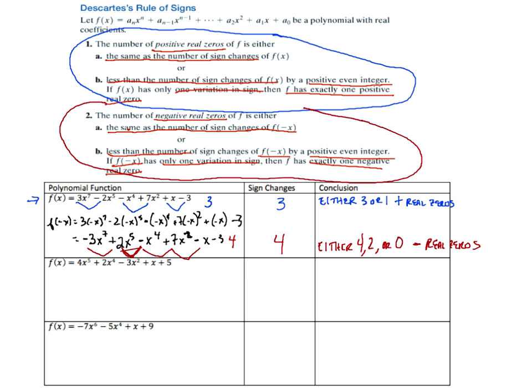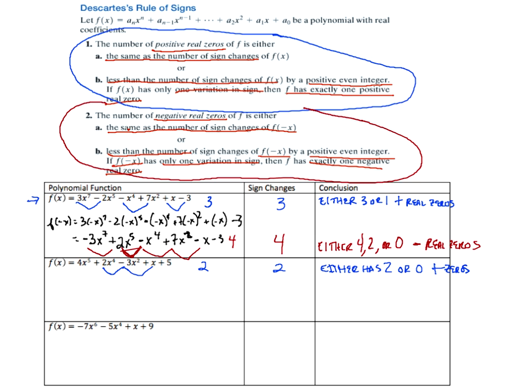Okay, let's go ahead and analyze these other two polynomials. Let me get my blue pen for the positive real zeros. So no sign change, one sign change, two sign changes, so 2. There are 2 sign changes, which means this either has 2 or 0 positive real zeros.